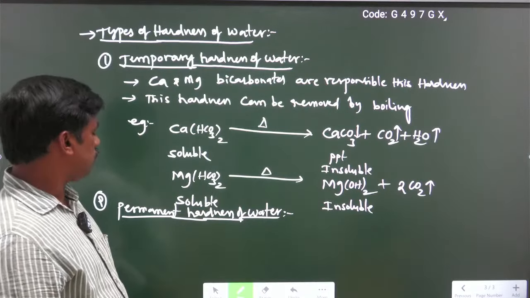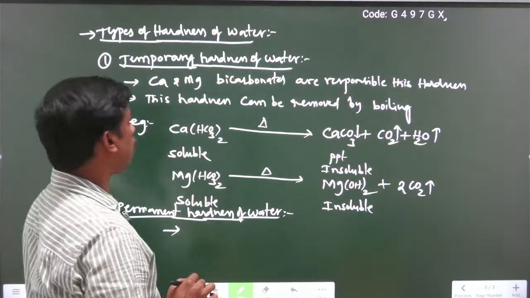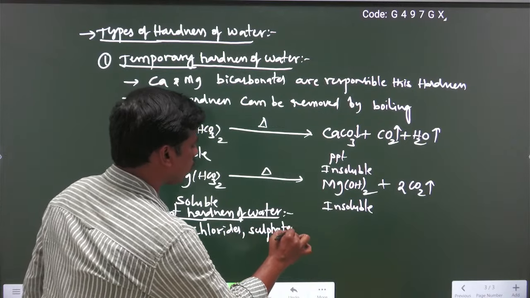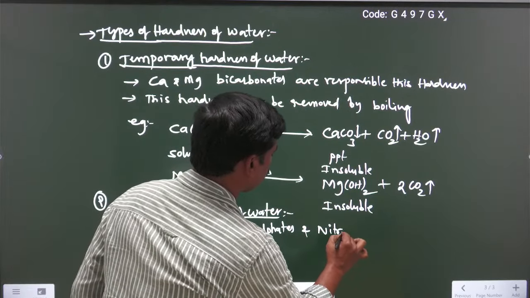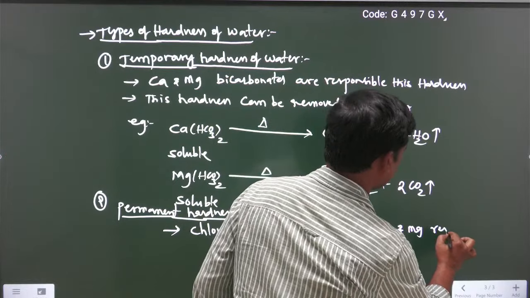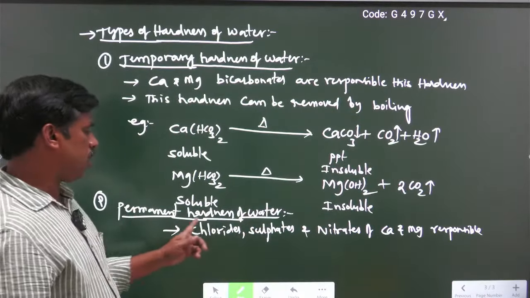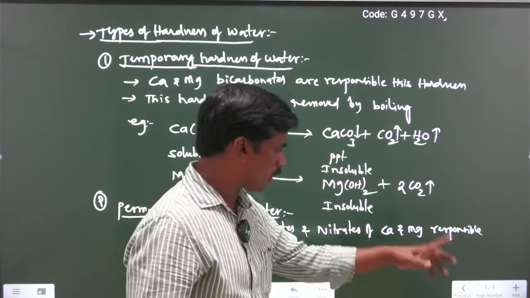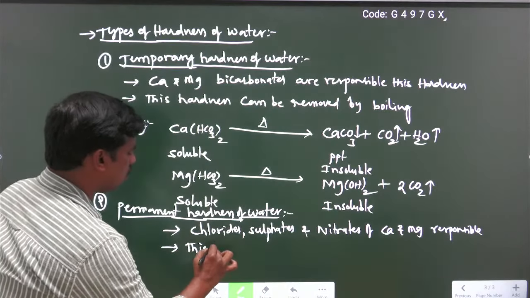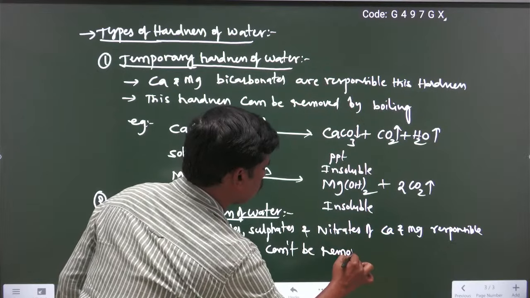Permanent hardness of water is majorly caused by calcium and magnesium chlorides, sulfates, nitrates, etc. Chlorides, sulfates and nitrates of calcium and magnesium are responsible for this permanent hardness. This hardness cannot be removed by boiling.